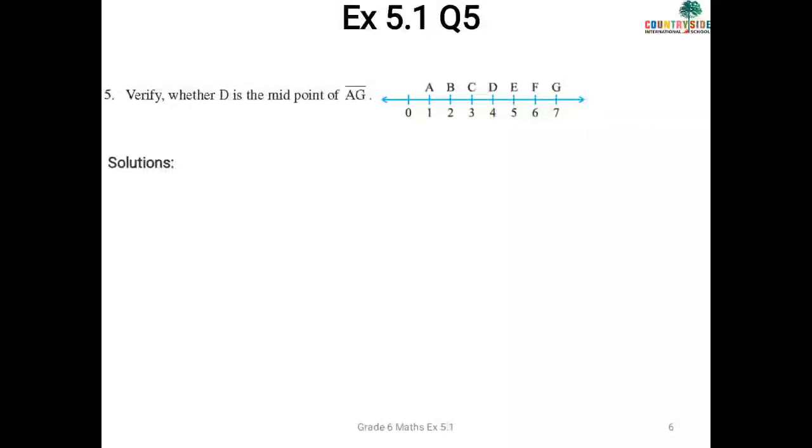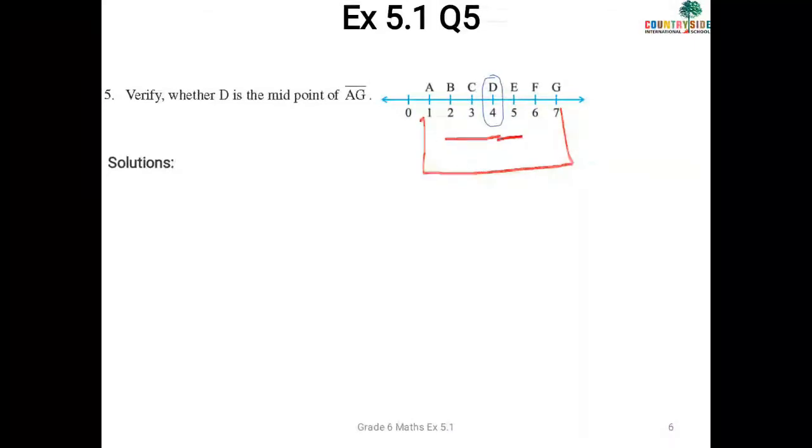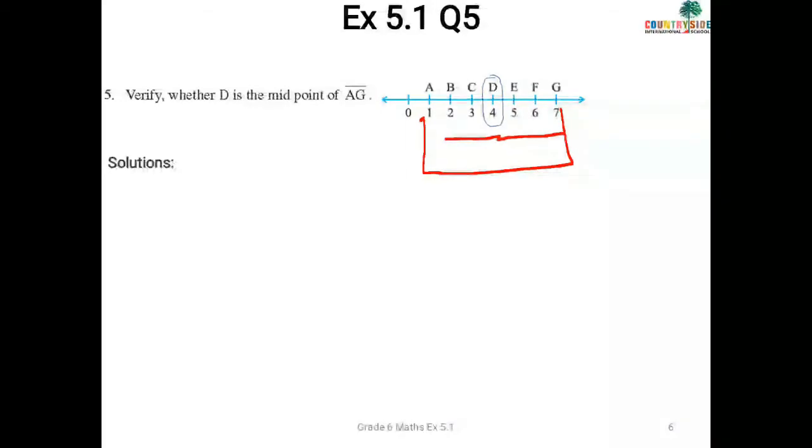So scholars, now let's solve question number 5. Verify whether D is the midpoint of AG. Okay, so let's highlight the D. Now if you look closely, from A to G we have three points between them. So yes, we can say D is the midpoint.